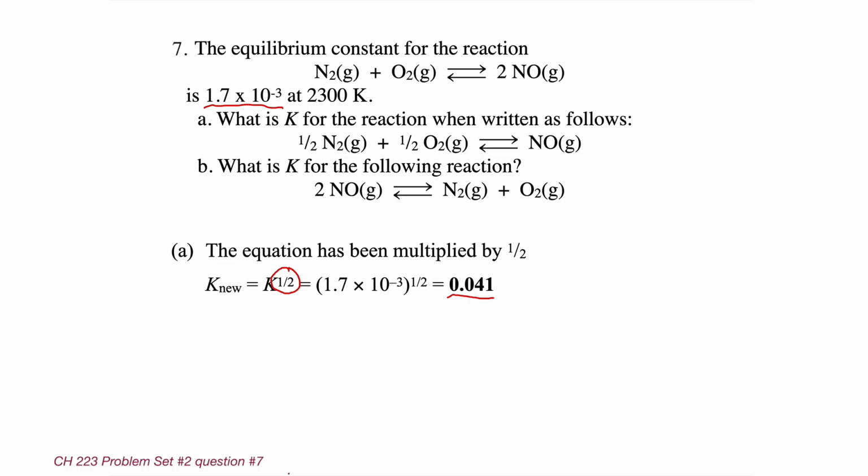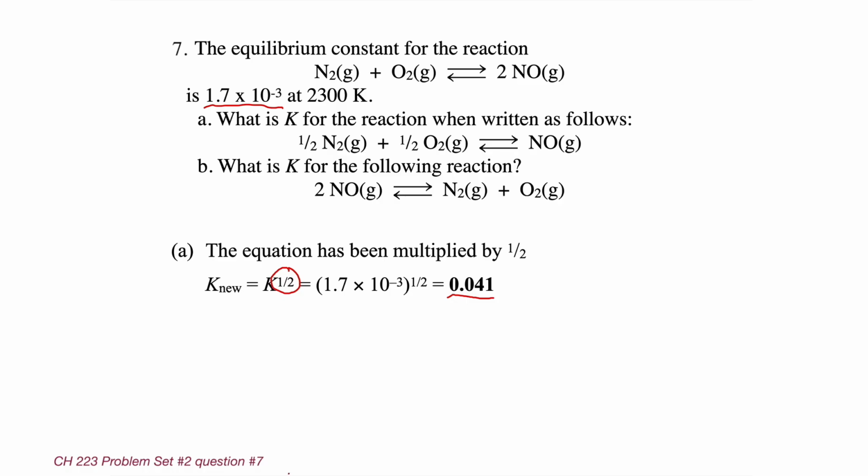0.041. And it is so important that you and your colleagues are talking about the same reaction, same stoichiometry, because if you change those stoichiometries, your K values will actually change in the process as well.